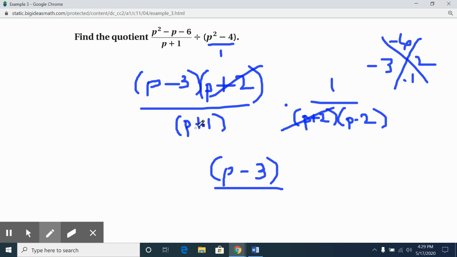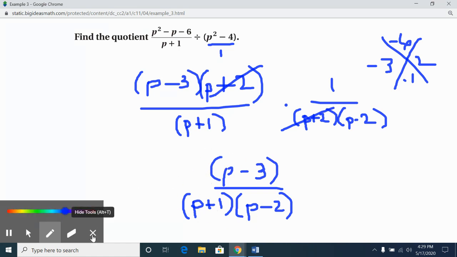And on the bottom, p plus 1 and p minus 2, we just kind of put those next to each other to represent multiplication. So p plus 1 and p minus 2. Remember, these expressions don't say the exact same thing. We can't cancel them. All right, so this would be my final answer right here.